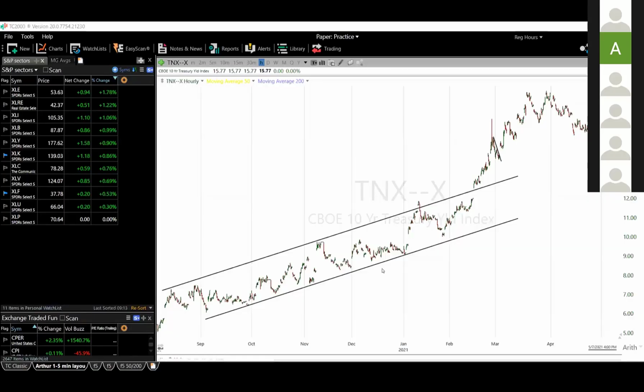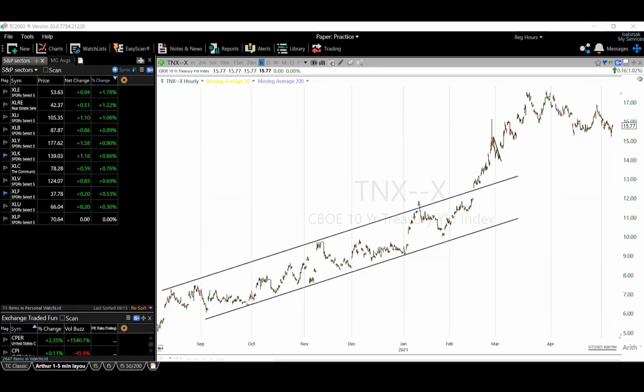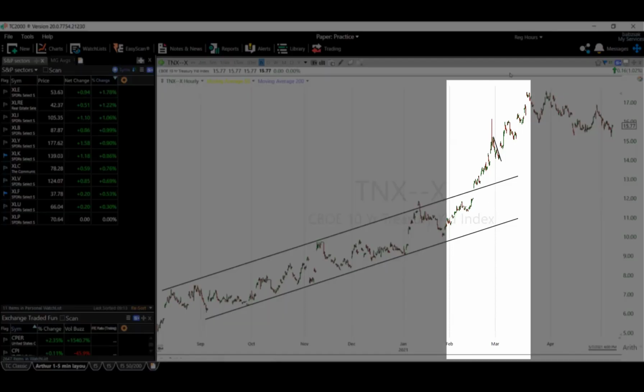You'll see it. All right. So here's the 10-year yield kind of drifting up, and here's mid-February. I mean, you could see the rate of change just blow out of this channel, right? Mm-hmm. And this is when tech stocks started acting weak.